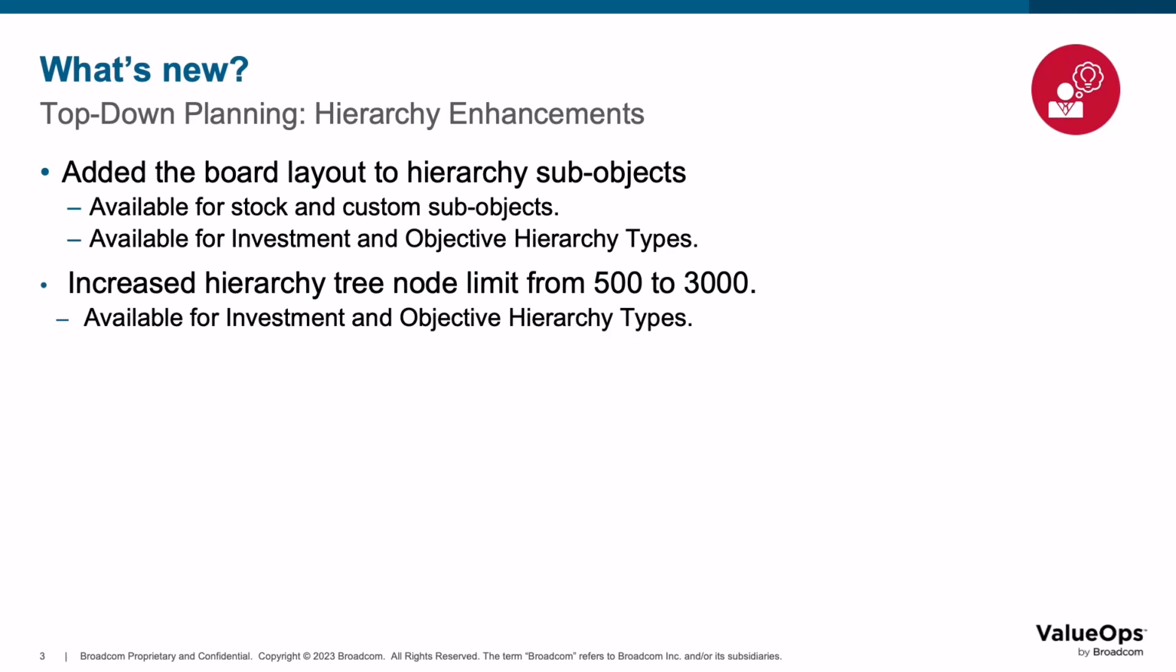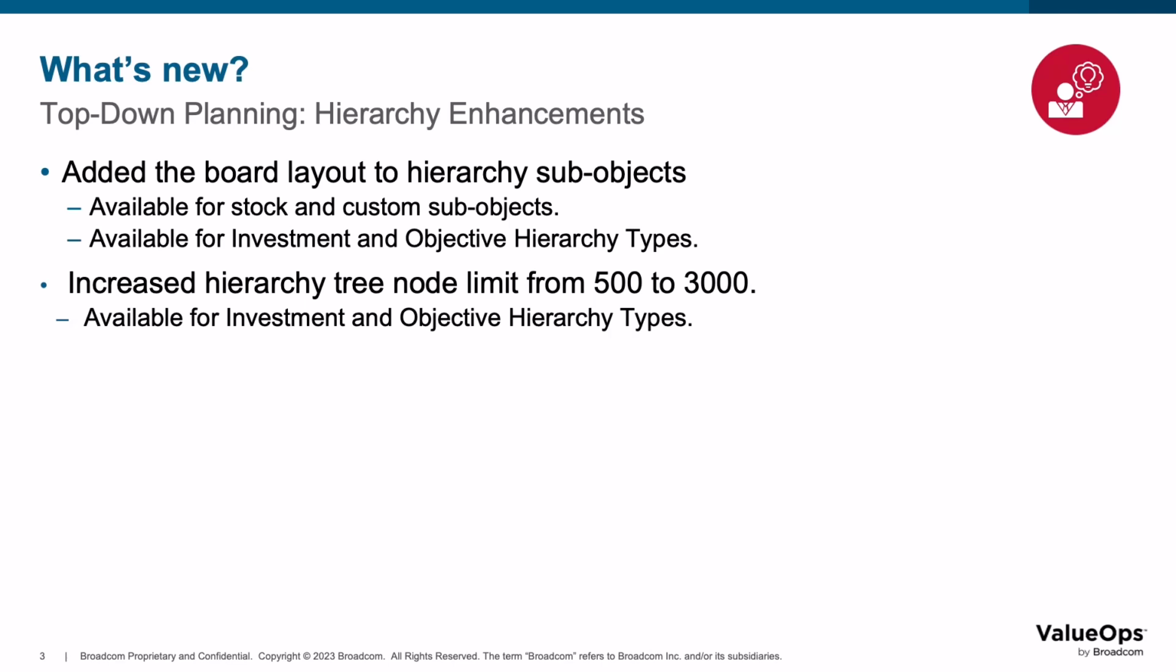Now, this is the same board that we've added to other parts of Clarity, and it's available for both stock and custom sub-objects. And it's also available for investment and objective hierarchy types. And also, we have increased the hierarchy tree node limit from 500 to 3,000. So it's not only beneficial for the tree node in general, but allows customers to view more records within the timeline and in the grid for your hierarchies.